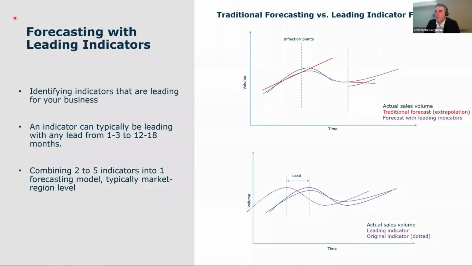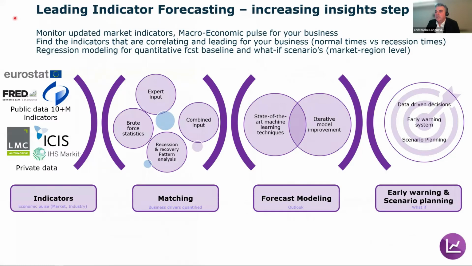So we have still one slide on the leading indicator forecasting. We do that in steps. As I said before, we have the data sources coming from public data that are available, in Eurostat, FRED, but also from sources that are specifically developed by service providers, such as LMC for the automotive market, ICIS typically for the energy industry. IHS is also one of these service providers we have access to. And then, of course, we use your private data. Together with these data, we will do an intelligent matching process.